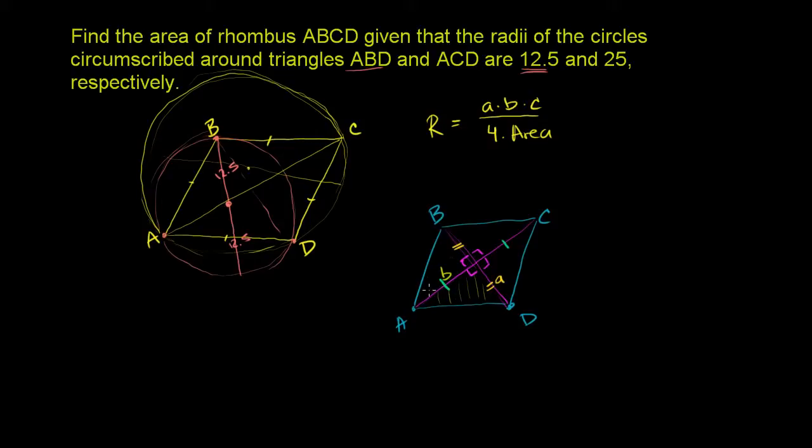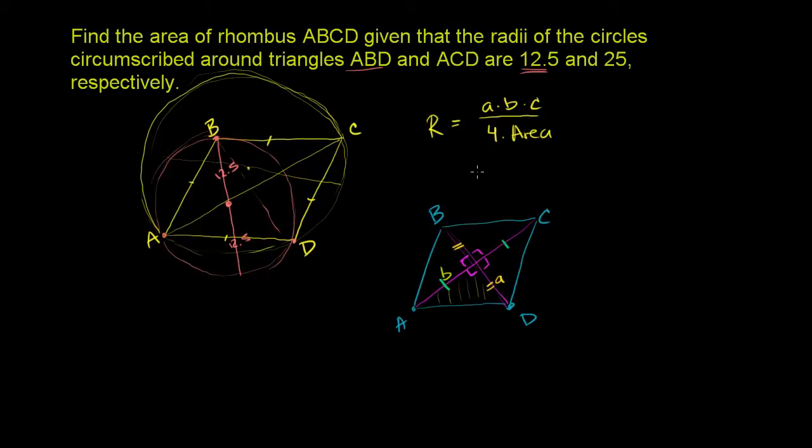Or another way to think about it, this triangle is completely congruent. It has sides a, b, and this side over here. All 4 of these triangles have those 3 sides. So all 4 of these triangles are congruent. So you can take the area of this triangle, multiply it by 4, you have the area of the rhombus.